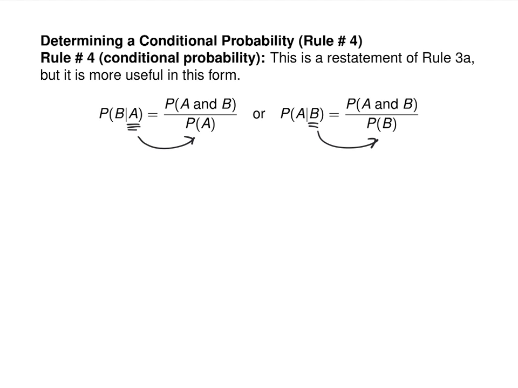So the given thing, the thing that's given, always ends up in the denominator. Yes, B given A ends up in the denominator. A given B ends up in the denominator. Exactly.